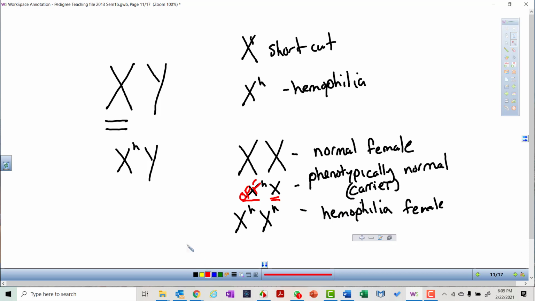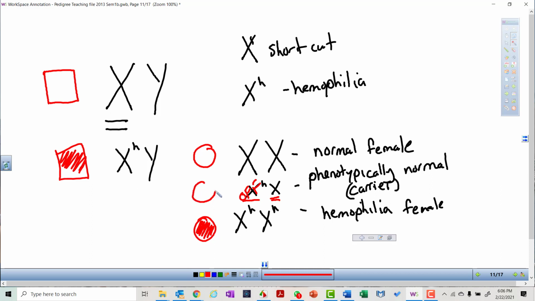The symbols that we'd use for a normal male look like this. For an affected male, it looks like this. For a normal female, for an affected female, and this one's a carrier female. So a carrier female does look like a normal female. So we'd represent the two.